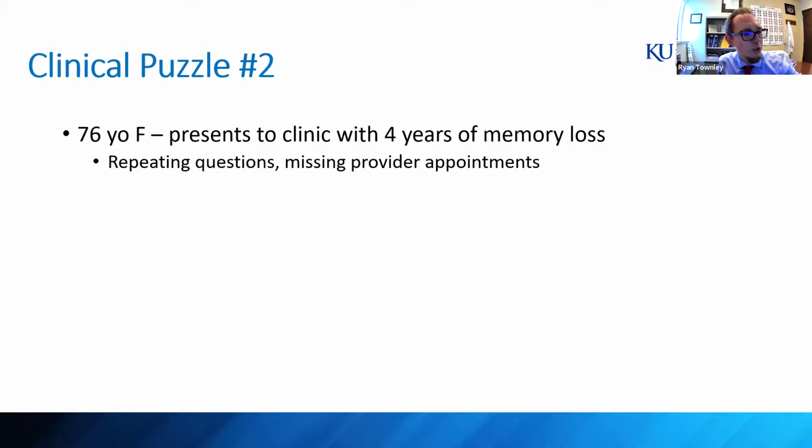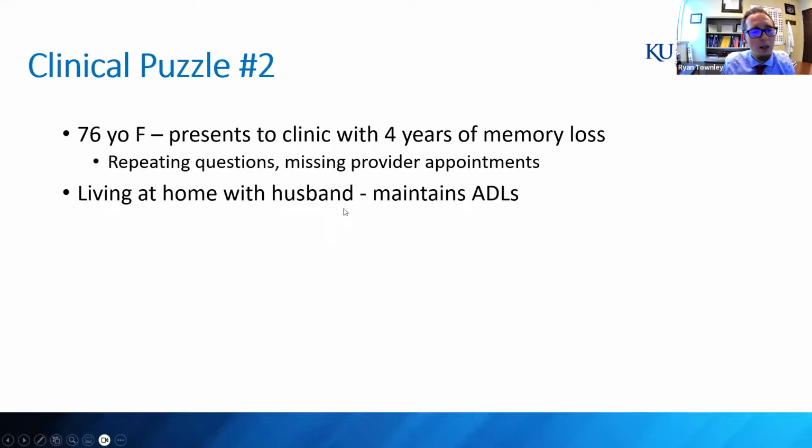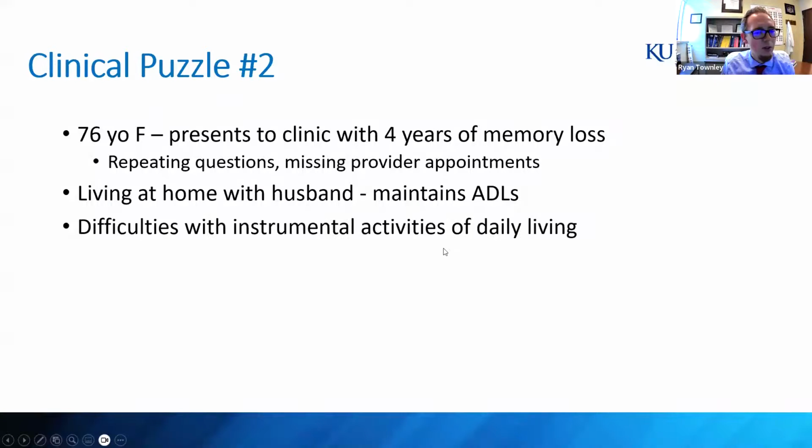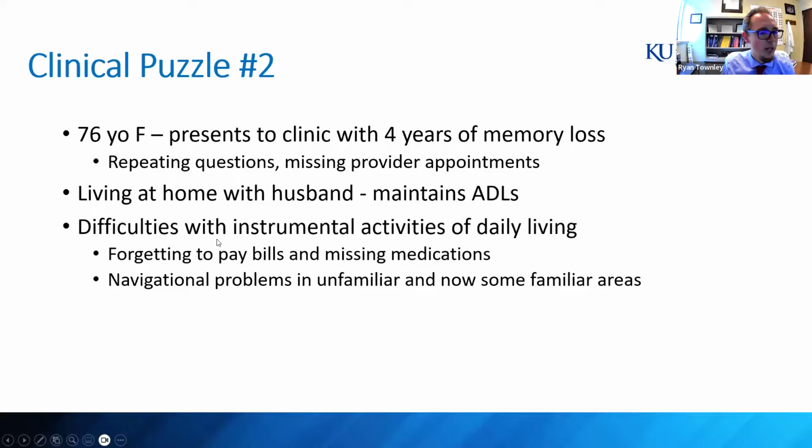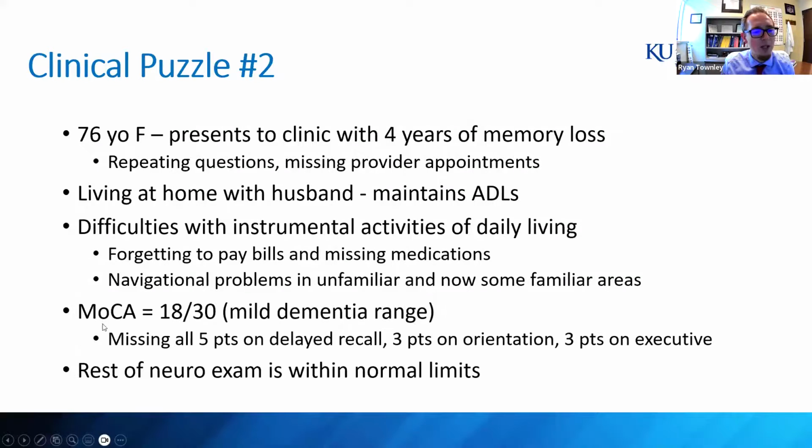All right, now a more straightforward case, one that really is over half of the cases of dementia, right? This is somebody who is a little bit older, 76 years old. They've had 4 years of progressive memory loss. They've been repeating questions, missing appointments. They're living at home with their husband and maintaining most ADLs, but struggling with some things like paying bills and missing medications, and some navigational difficulties. On a good cognitive screening tool, they scored in the abnormal range, 18 out of 30.